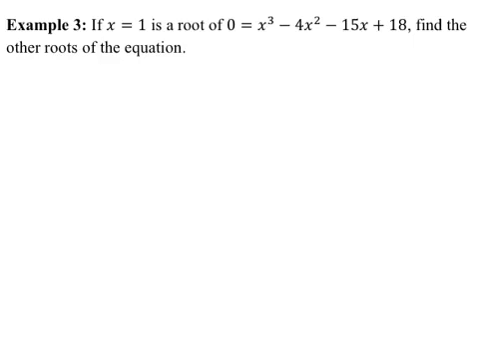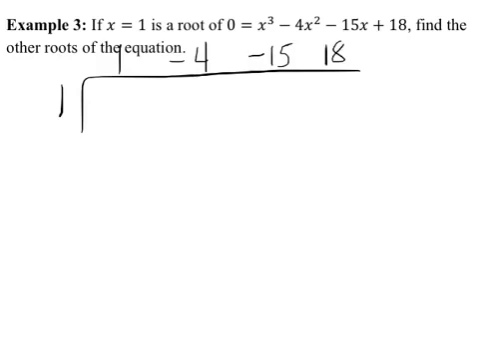Okay, now we're going to start by saying if we have a root, so if x equals 1 is a root of this equation, 0 equals x cubed minus 4x squared minus 15x plus 18, then find the other roots of this equation. Well, if we have a root already, we can automatically start by putting that root into the function. If we put this root into the function, what we're going to do again is get that depressed equation.